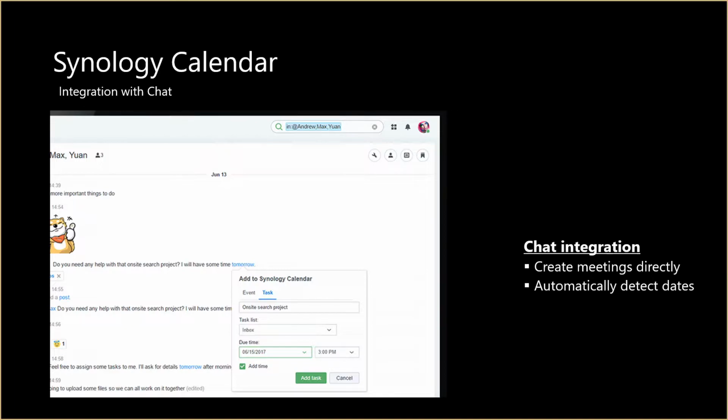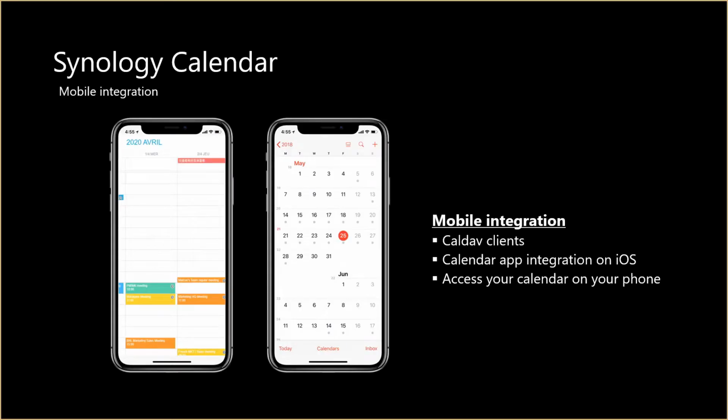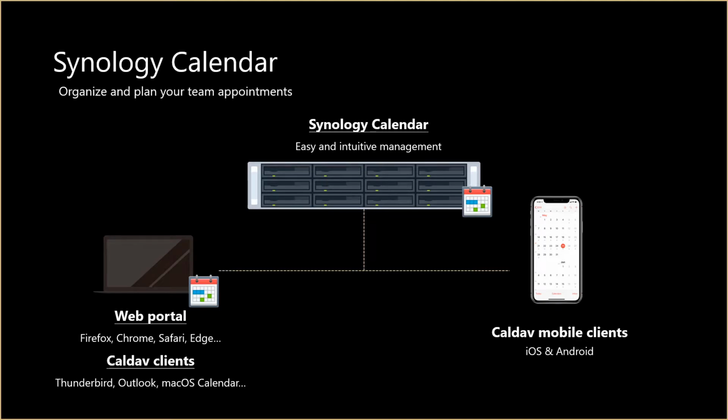You can easily add a meeting to the calendar right from the chat, as it automatically detects dates, like today, tomorrow, Monday, such keywords. Calendar is available on mobile, but you need a CalDAV synchronization client. We use the CalDAV protocol. It works with the default calendar app on iOS, and on Android you need to download a CalDAV client, so that Synology Calendar can also be available anywhere you need it.